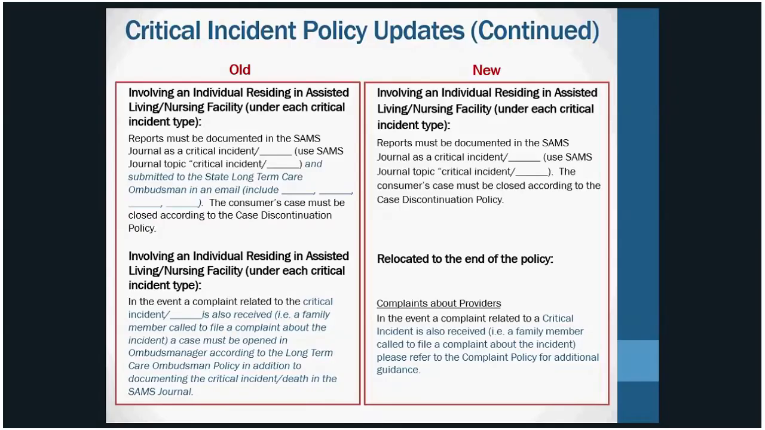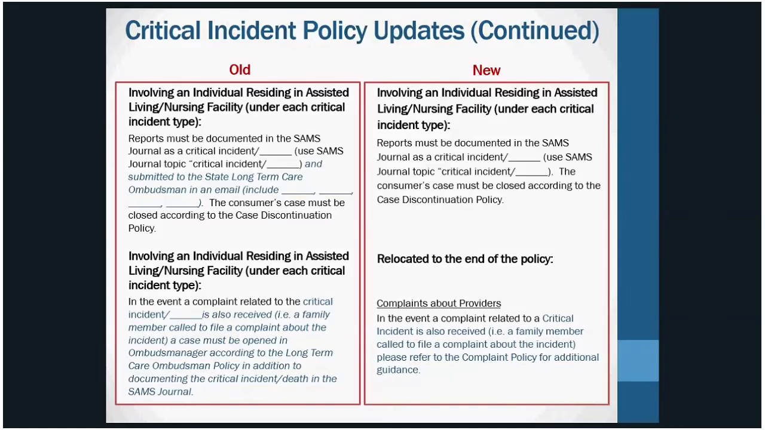In addition to those changes, we did update the critical incident policy due to the ombudsman changes that occurred back in July of 2017. So you'll see those changes in blue. Basically, on the top section there, you no longer have to submit a critical incident for individuals residing in assisted living or nursing home to the state long-term care ombudsman, Donna, in an email. So that's been removed as one of the requirements for follow-up.